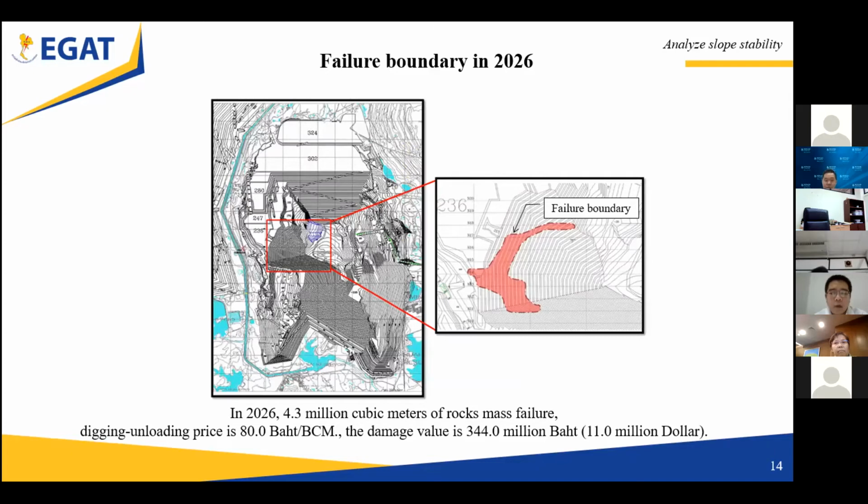The volume of mass slide will increase as the failure boundary extends until the end of mining operation in 2048.